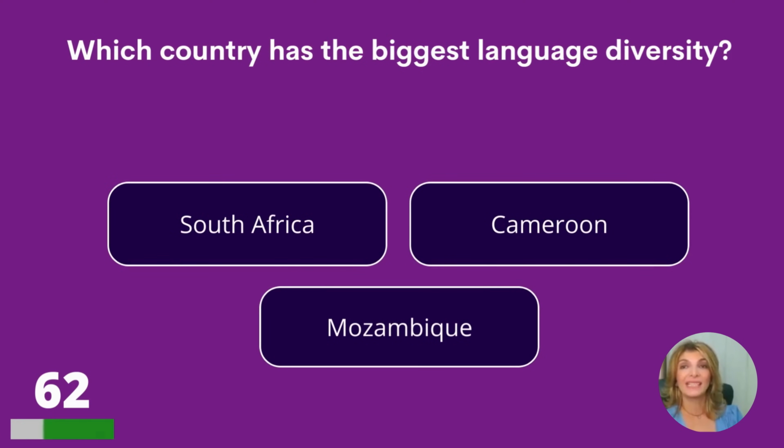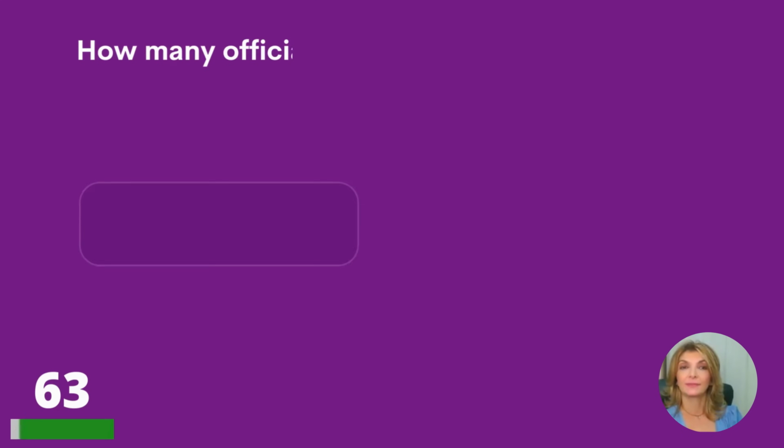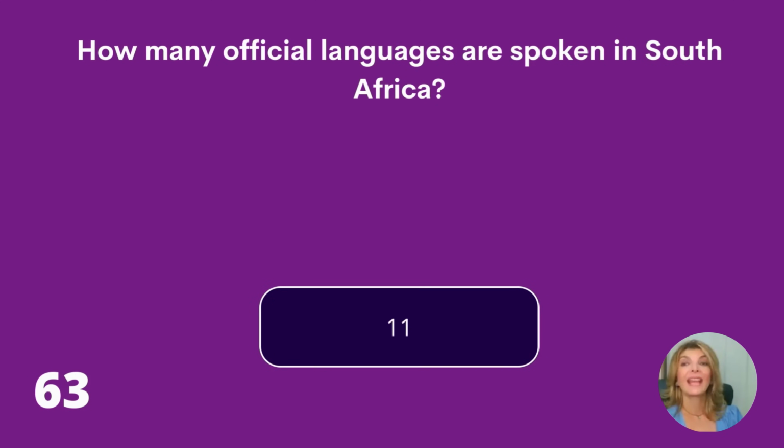Which country has the biggest language diversity? South Africa, Cameroon, or Mozambique? Cameroon. How many official languages are spoken in South Africa? 4, 9, or 11? 11.